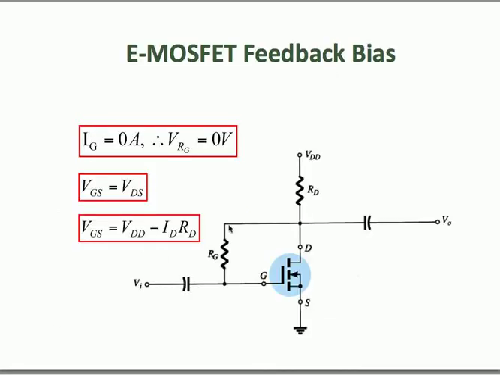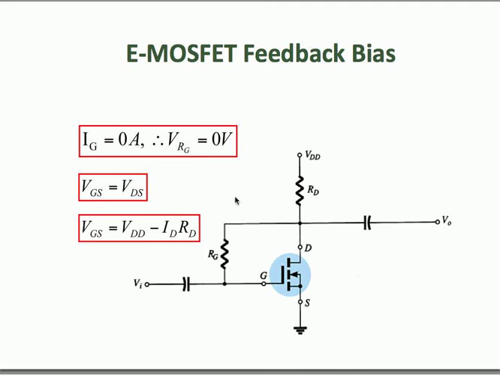Okay, so the final biasing circuit that we are going to be studying for MOSFET is the feedback bias for MOSFET. So this is how the biasing circuit looks like. You have a gate resistor which connects the gate terminal of the MOSFET to the drain terminal of the MOSFET.